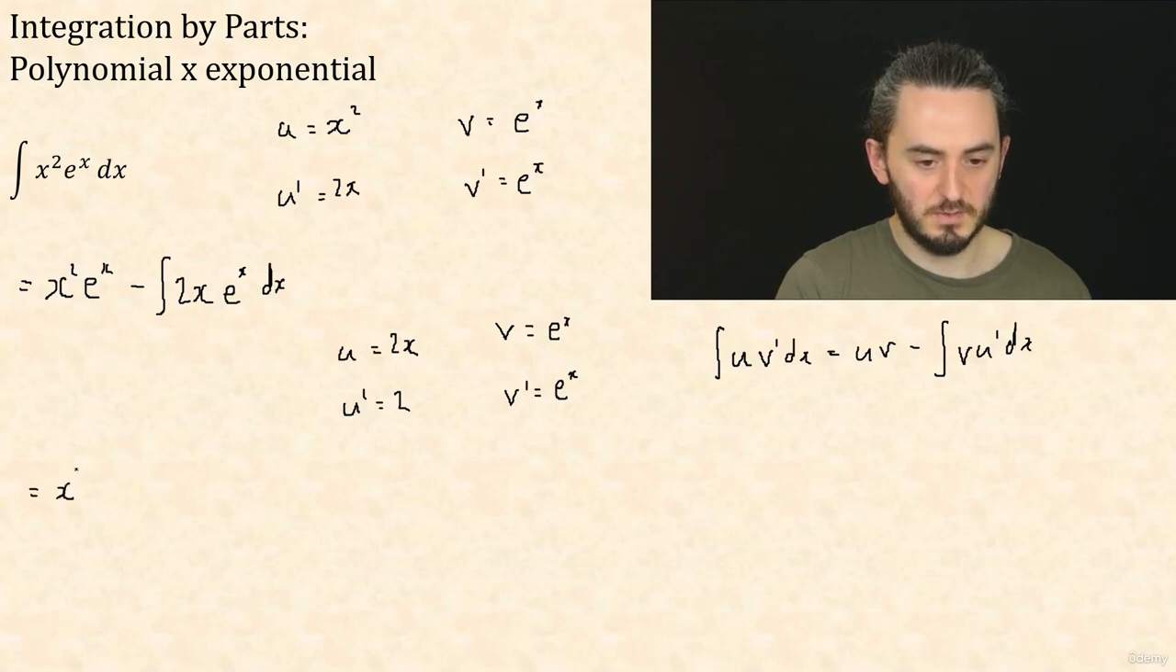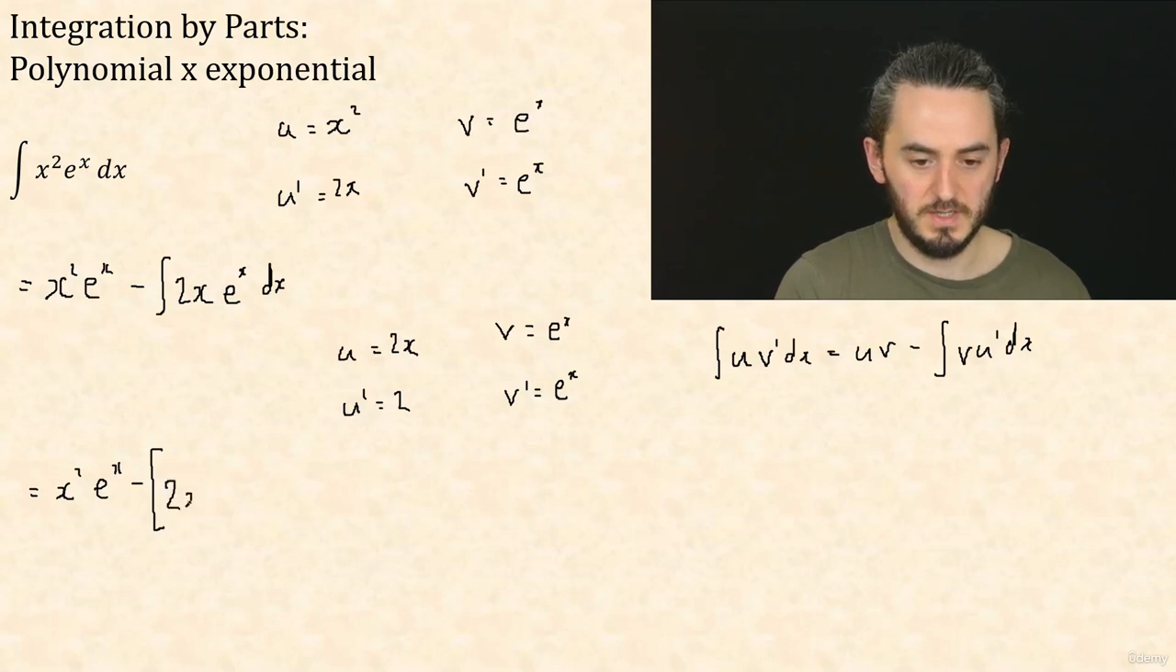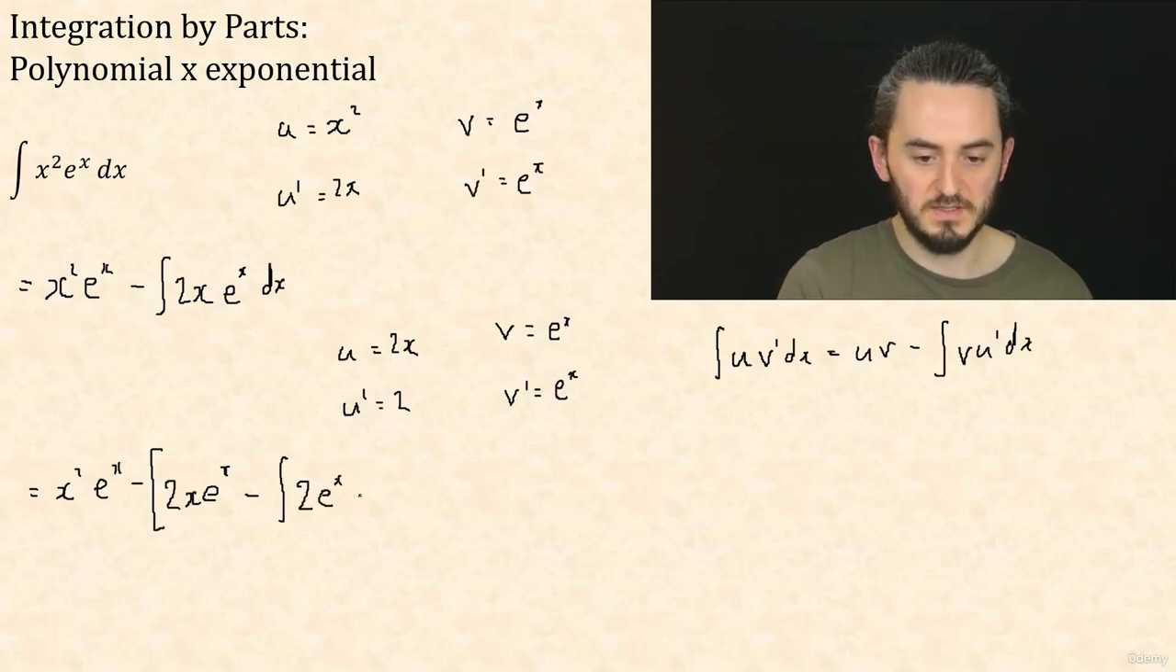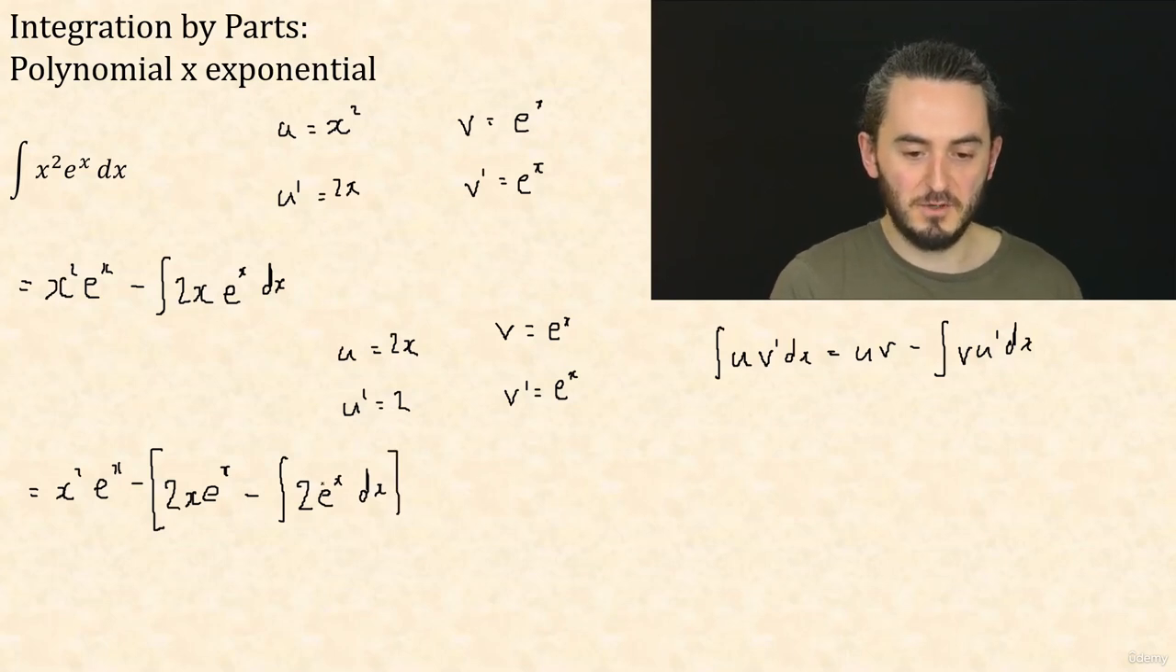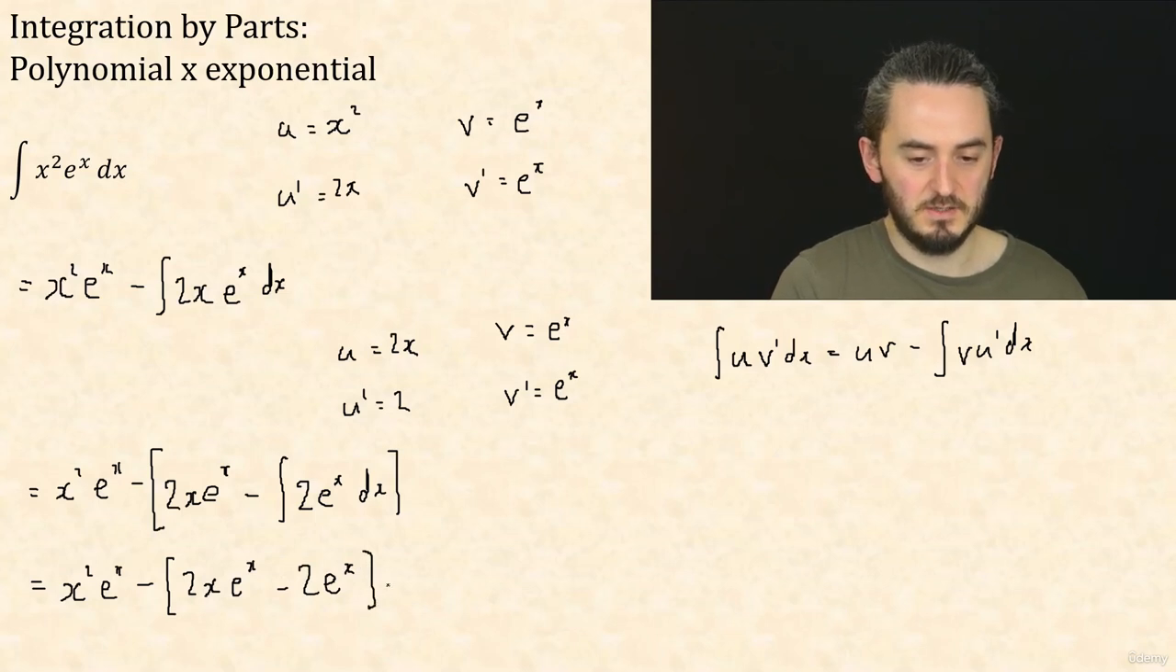The answer is x squared e to the x minus, and now I'll use integration by parts on this. Let's open a big bracket and put the whole thing in here. So it's uv, so that's 2x e to the x, minus the integral of v u dash, which is 2 e to the x. And finally, I have got something I can integrate. So we've got x squared e to the x. I'm going to keep the big bracket here for now. 2x e to the x. And now the integral of 2e to the x is just minus 2e to the x plus c.